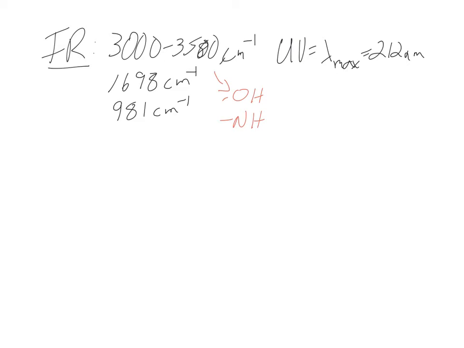The 1698, what is that? C double bond O, a carbonyl. And then 981, down in the fingerprint region, what's that telling you? A trans alkene. That's right. Remember, squiggly lines mean we don't know what it's bonded to, so I should have some squiggly lines over here. So it's OH or NH, we have a carbonyl, and we have a trans alkene. That's what the IR is telling us.